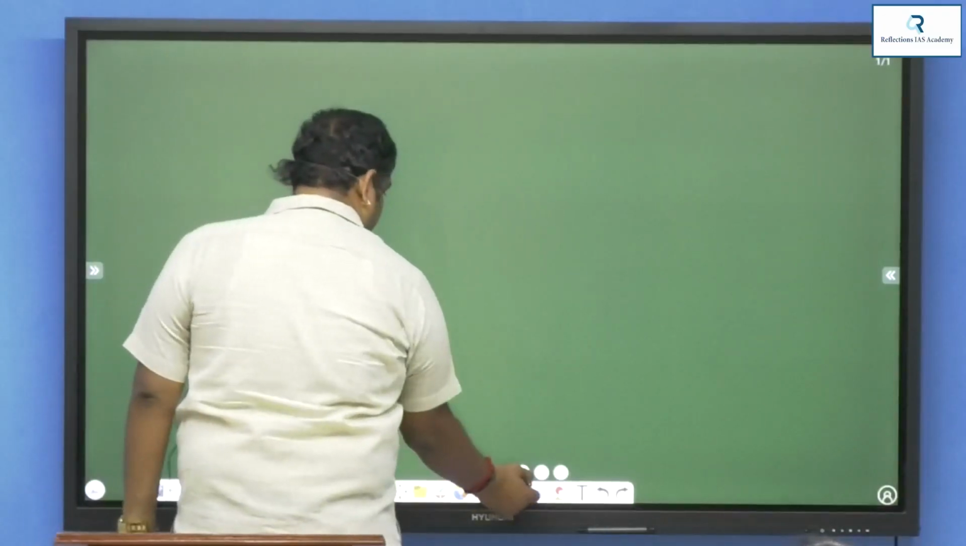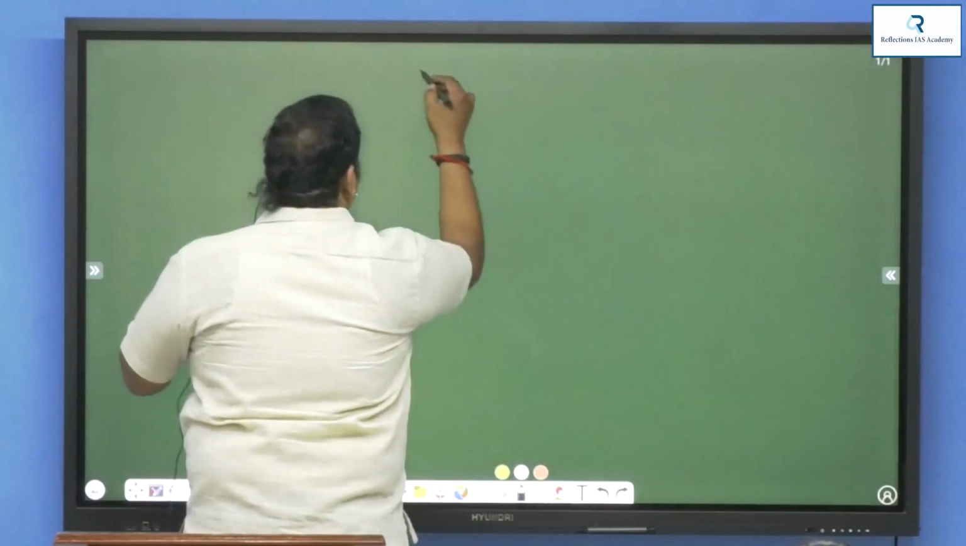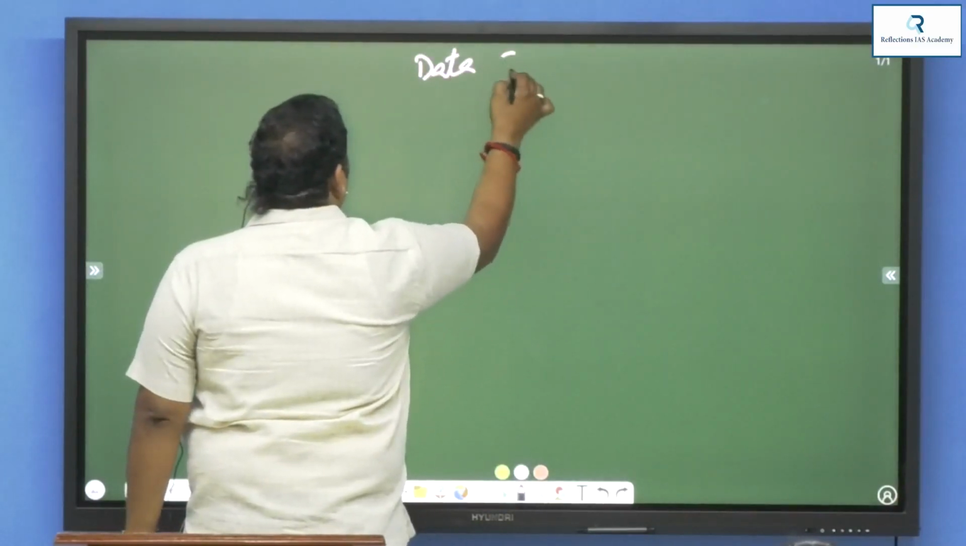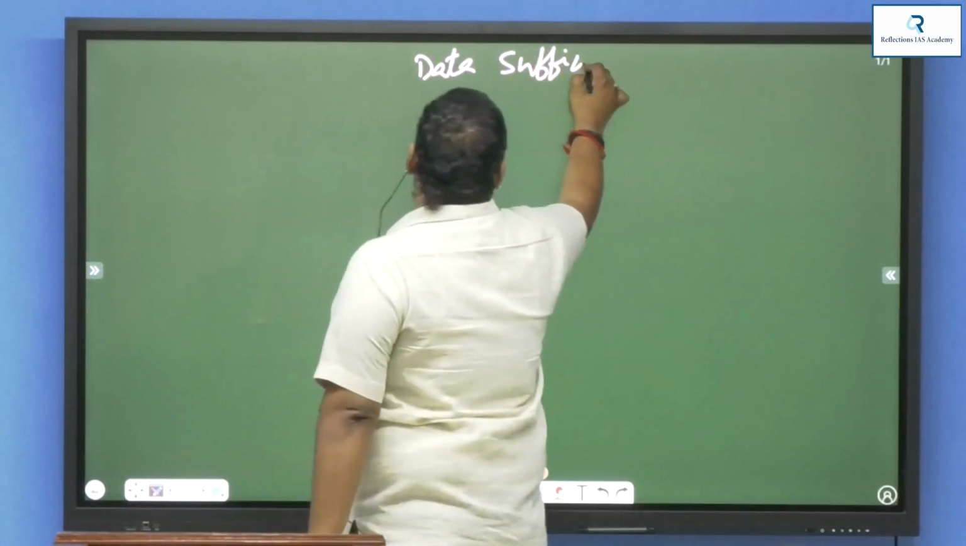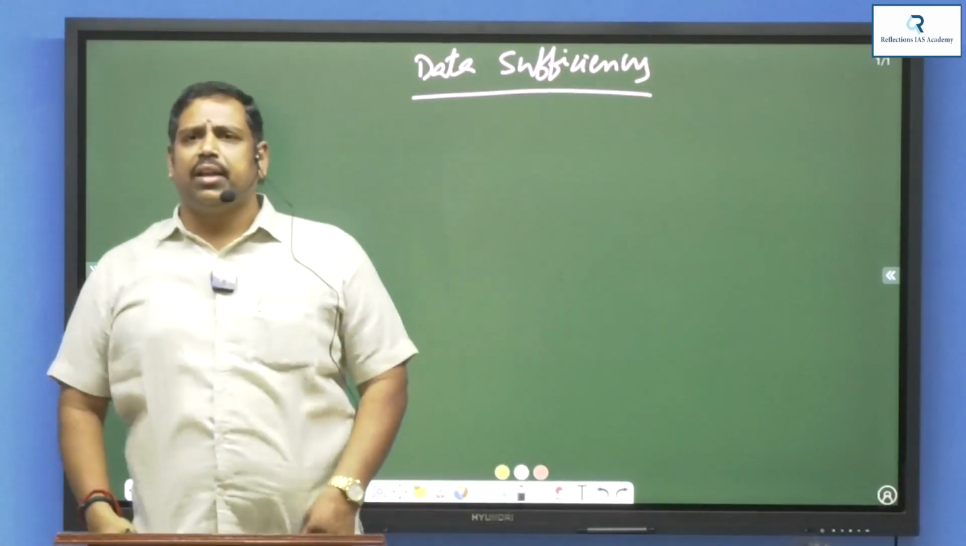Right, good. So, data sufficiency today we are going to discuss. Right. Am I clearly audible?